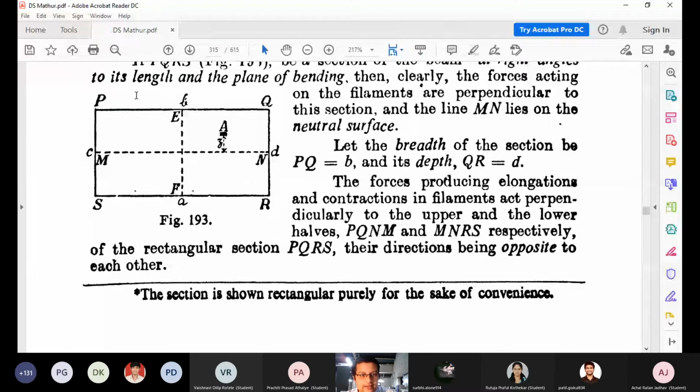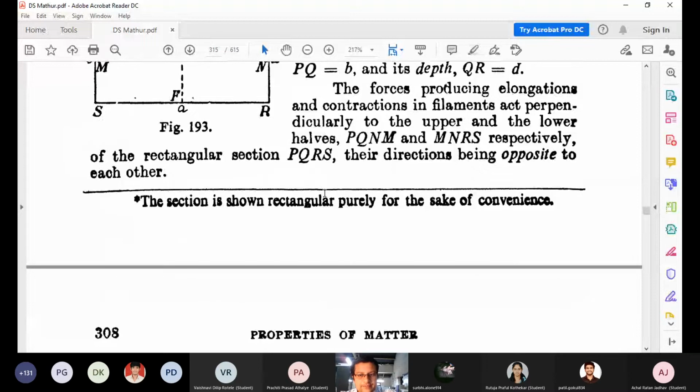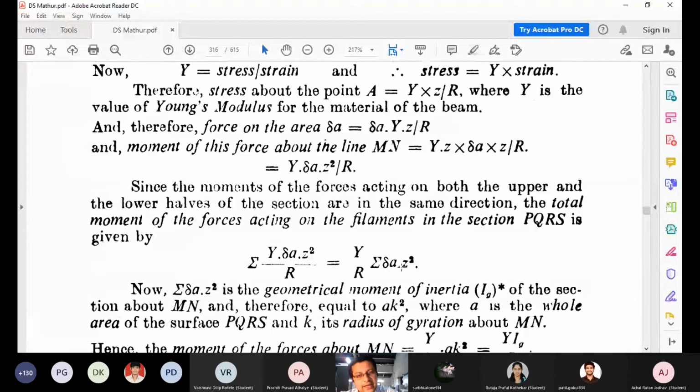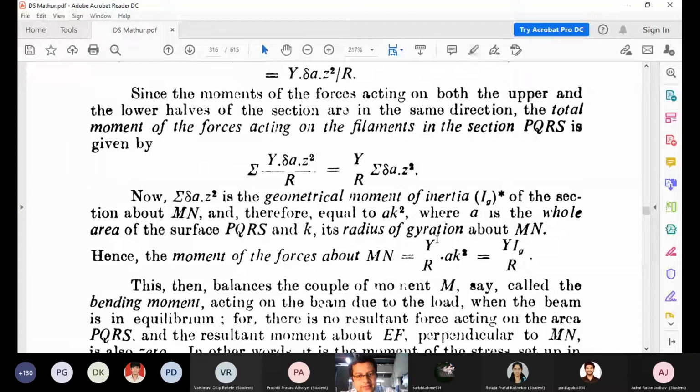Here we consider delta A as a small area, and z square, the square of all z, becomes k over here. So small k is the radius of gyration. If you remember what we defined for moment of inertia, it is generally the equal distribution of masses and the square of the distance from the axis of rotation. But here I'm talking about the geometrical moment of inertia, which has the same form as the summation of delta A z square. How it comes, I will let you know.